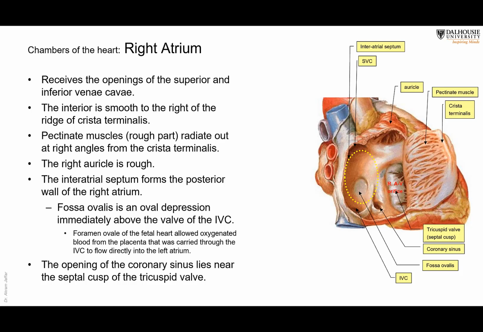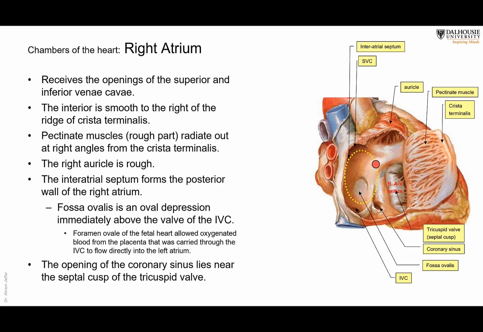This is what you are going to do in the practical. After you open the pericardium and detach the heart from the great vessels that connect to it, you are going to cut the superior vena cava, inferior vena cava, the pulmonary veins, the aorta and pulmonary trunk, take the heart out, and then make an incision on the anterior wall of the right atrium and open the right atrium. When you open the anterior wall, you are going to face the posterior wall.